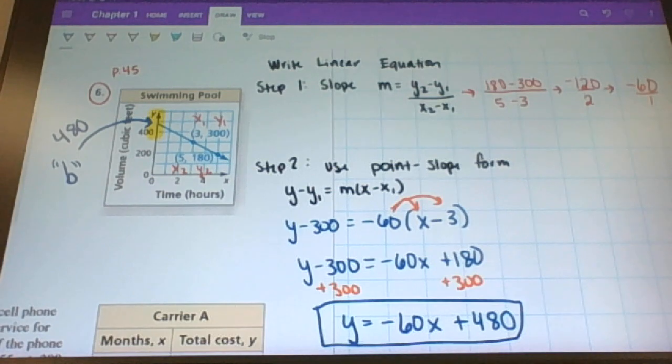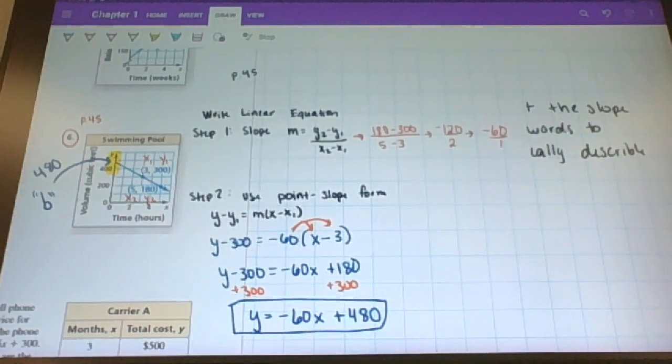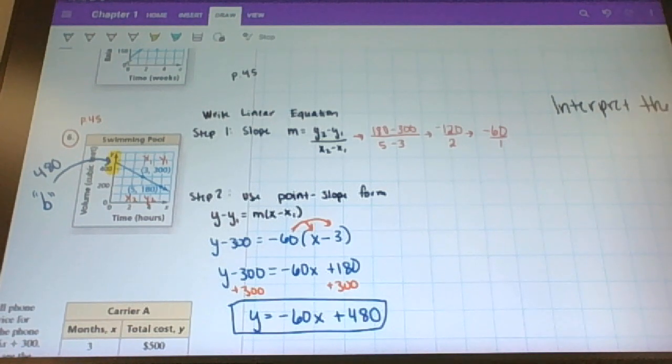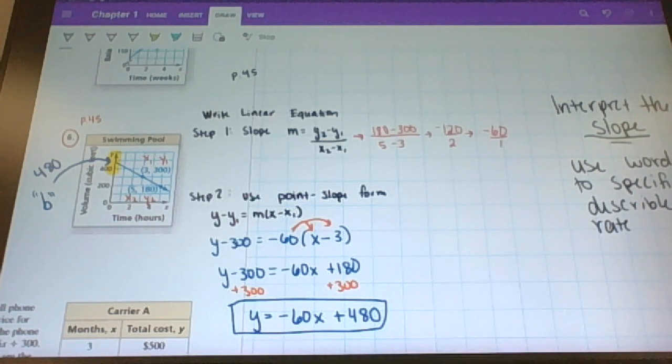So that's part 1. Part 2 is really important. It's on your quiz even. It says that you have to interpret the slope. And I'm really particular about how you do that. When the directions say interpret the slope or even interpret the intercepts, that means use words to specifically describe what's happening. So an answer of the line goes down 60 over 1 is not going to cut it. We're looking for specific words.